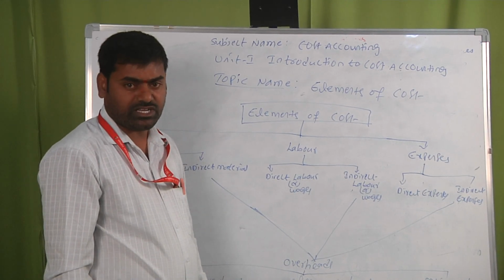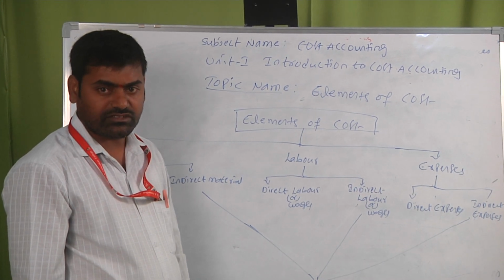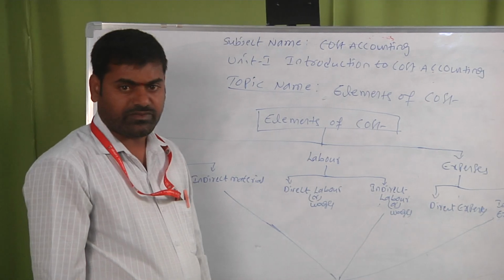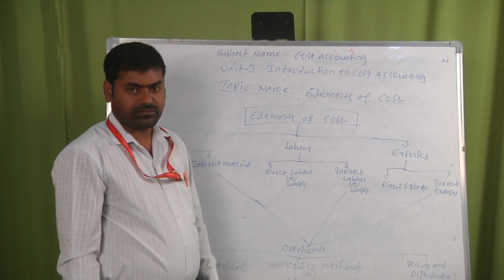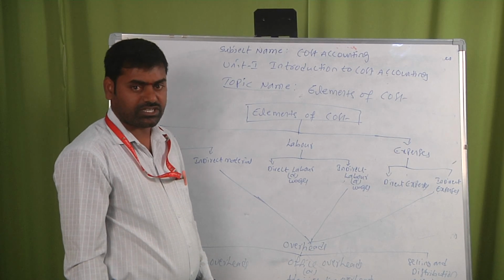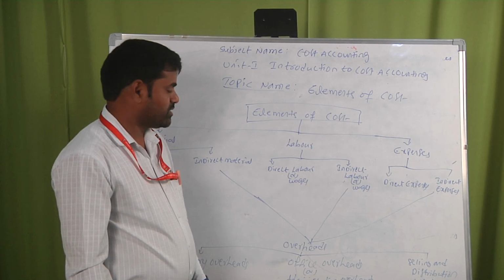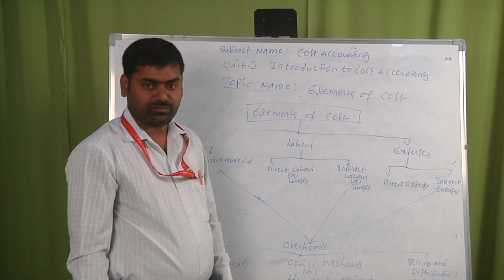Subject name: cost accounting. So in the first unit, introduction to cost accounting. Under this introduction, generally we find out the estimation of the cost of a product. So how do we estimate the cost of the product?